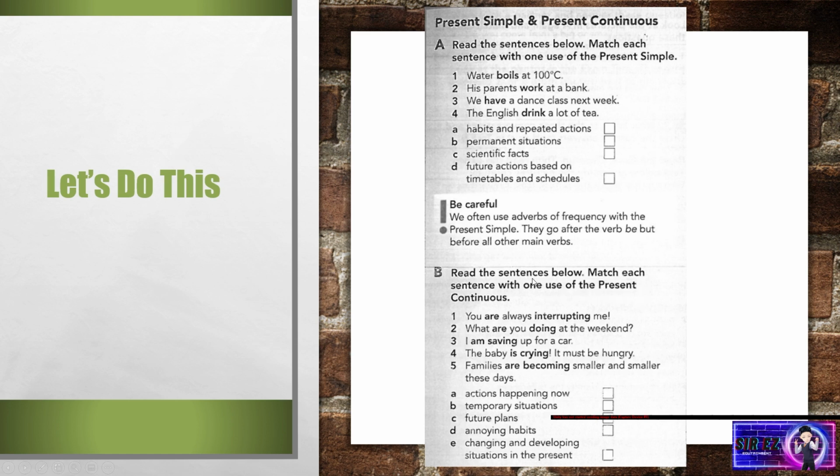Sebab dia melibatkan present continuous. For example, you are always interrupting me. Adakah dia bermaksud future plan? Tidak. Adakah dia menerangkan annoying habit? Adakah dia menerangkan actions happening now? Itu kamu cuba jawab.